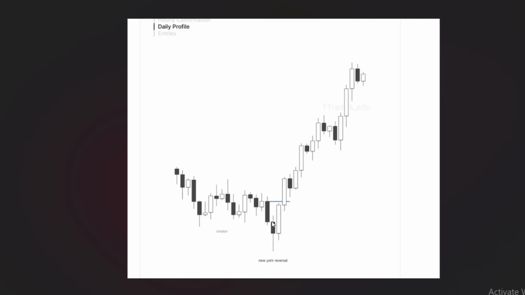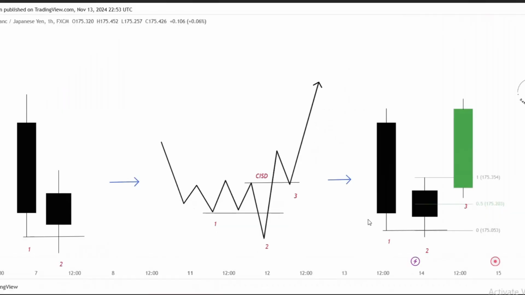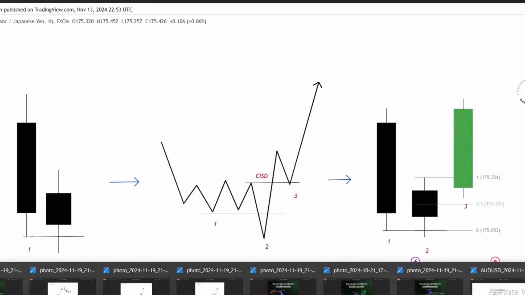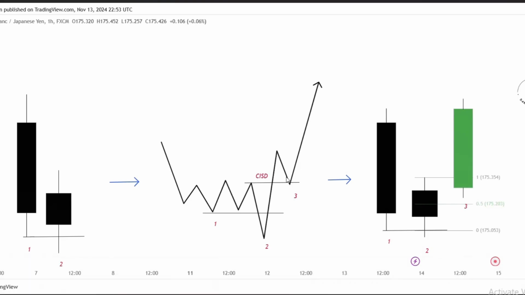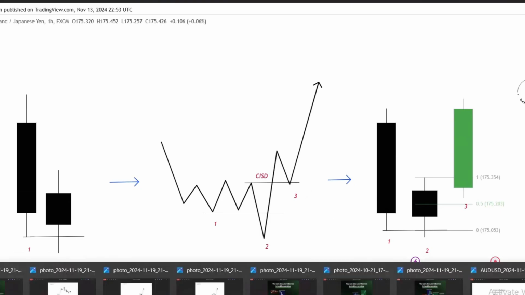So we want the New York reversal to tag the CISD of the second candle. We want the New York reversal to be here to tag the CISD, or the London reversal to tag the CISD. When the CISD gets tagged during Asia, we're not going to trade it.